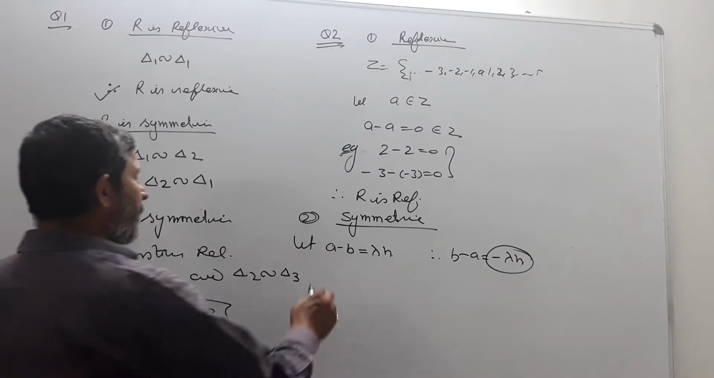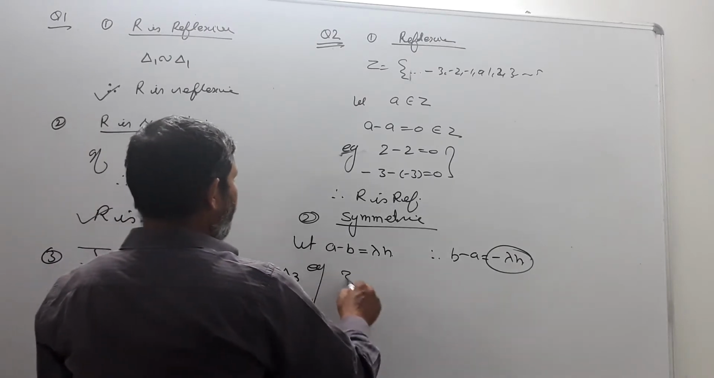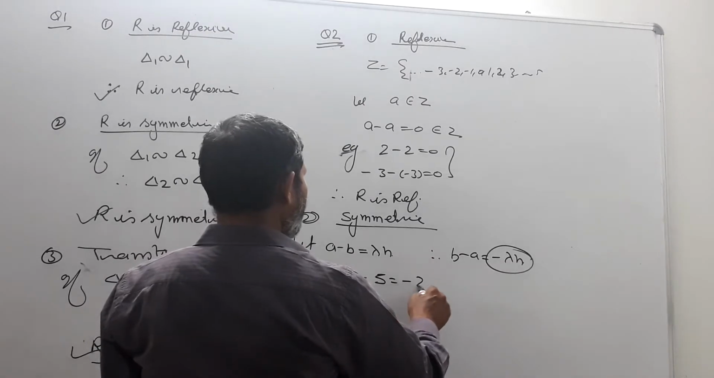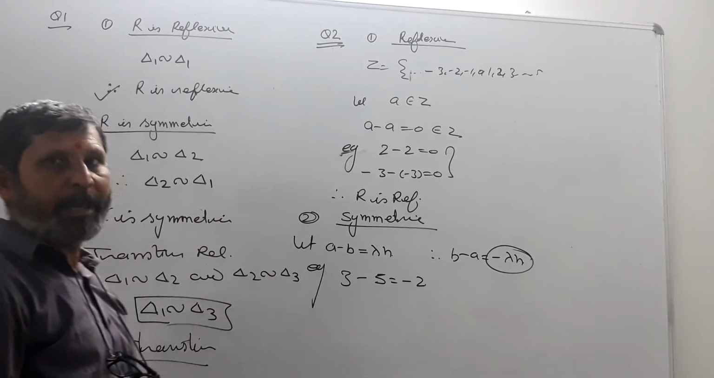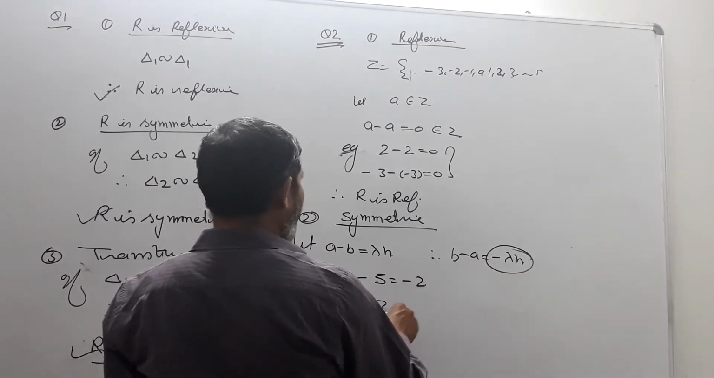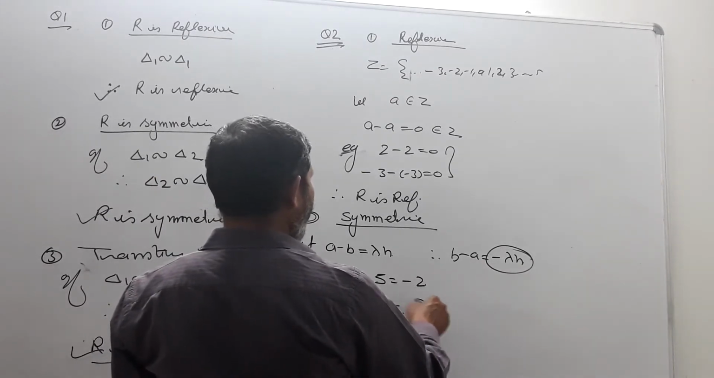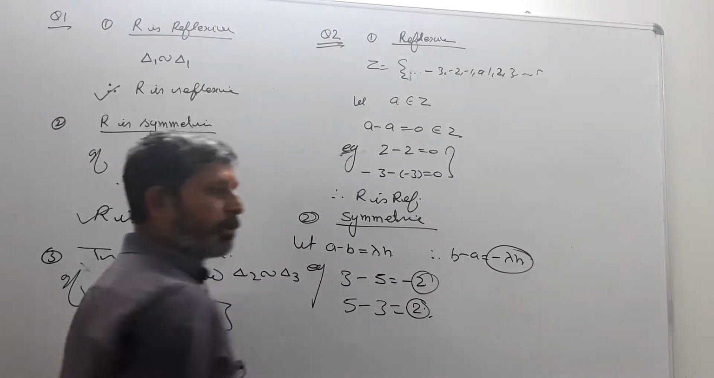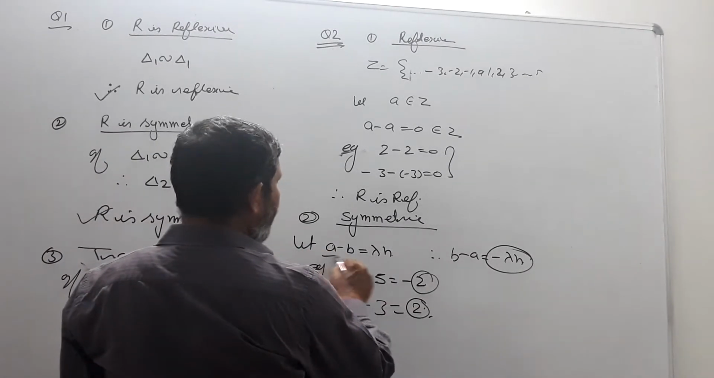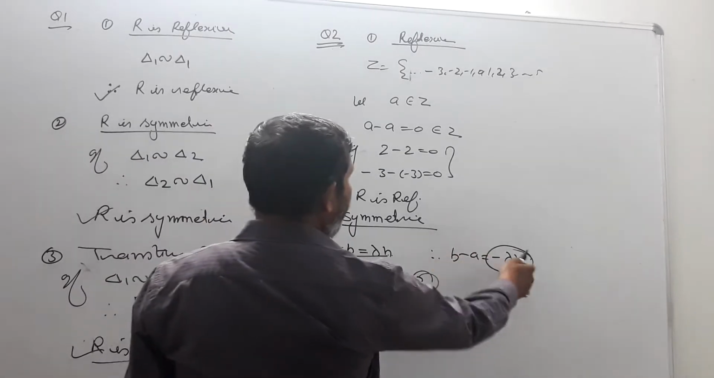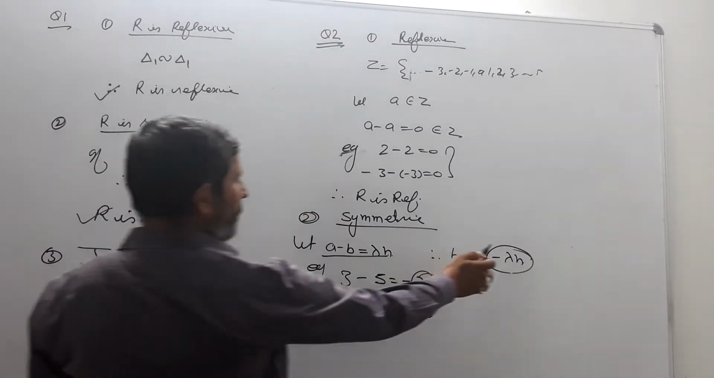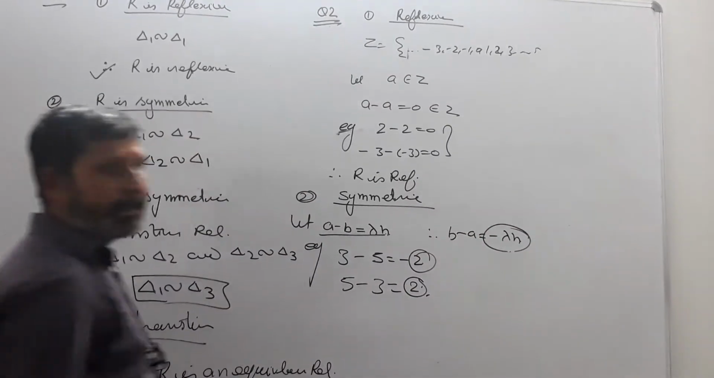For example, if 3 minus 5 is equal to minus 2, which is divisible by 2, then 5 minus 3 is also divisible by 2. If A minus B is divisible by n, then B minus A is also divisible by n. There is only a sign change, but the integer is the same.